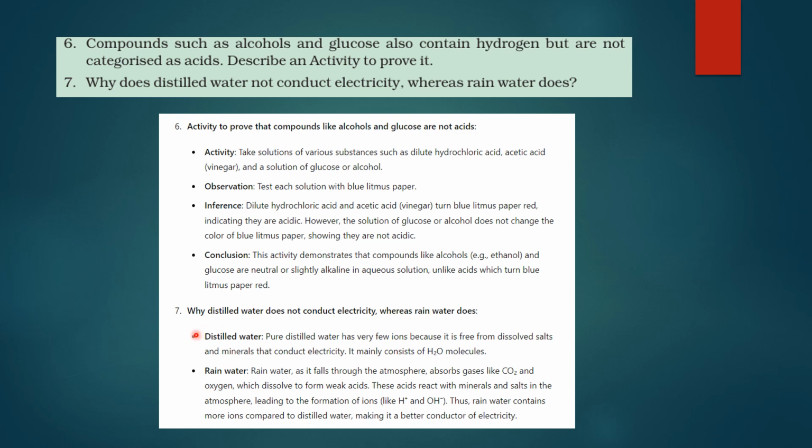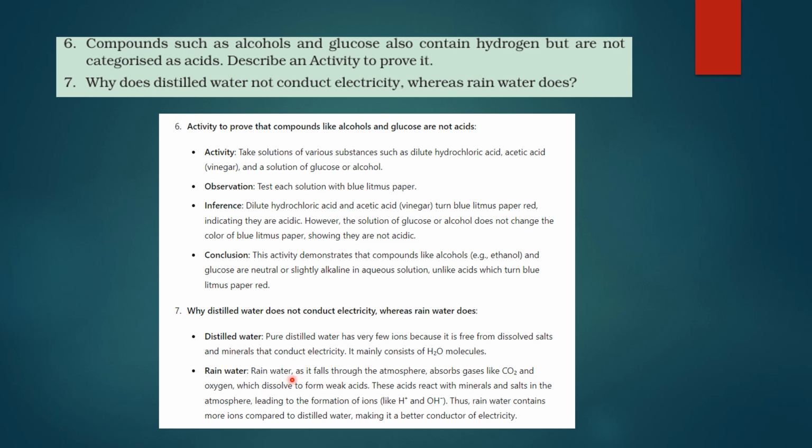Right. Next is, why does distilled water not conduct electricity whereas rainwater does? See, distilled water जो होता है, it is pure water. Okay, it has few ions. It is free from any dissolved salts and minerals which help in conducting electricity. So it's mainly H2O molecules.